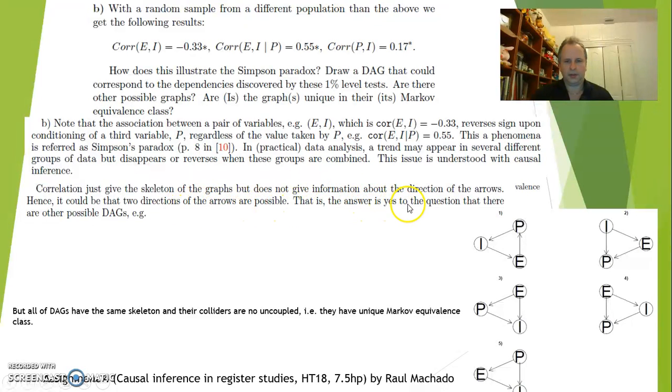That is, the answer is yes to the question of whether there are other possible DAGs. Here I presented some of them. You see that all the DAGs have the same skeleton with no direction, and their colliders are not uncoupled. So you see the colliders here, these two uncoupled here, the collider here is coupled, this edge is a couple here, so they have a unique Markov equivalence.